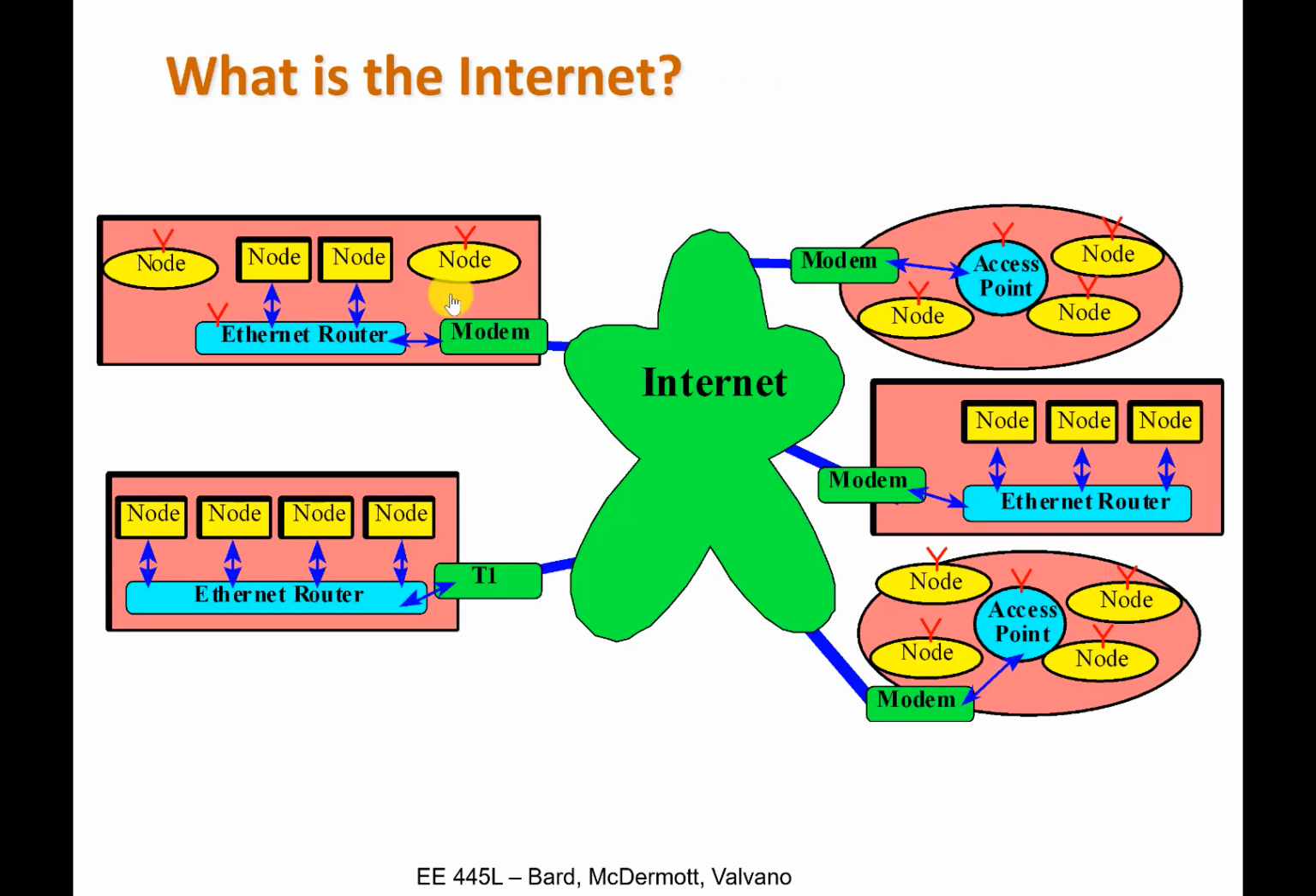So what is the internet, and what is the Internet of Things? In the context of 445L, a thing is an embedded system. These little yellow nodes here could be embedded systems. If we take an embedded system and one way or another get it to communicate with the internet, then we'll classify it as an Internet of Things.